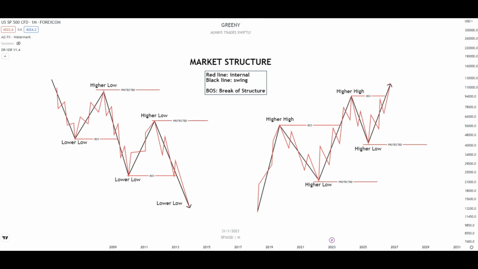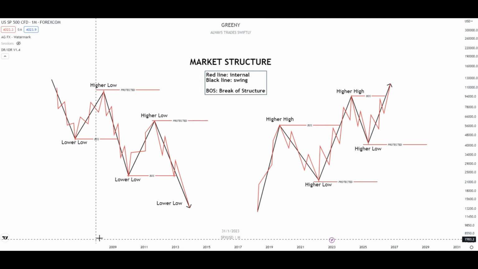So to start with, we'll go over swing structure and then internal structure, how to mark it out. And then I'll give an example from a trade that I took on Tuesday, which was a trade on US 500, a short in the London session.